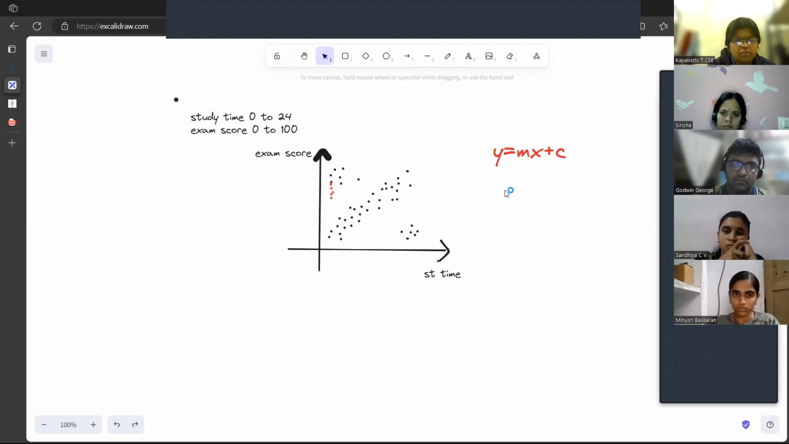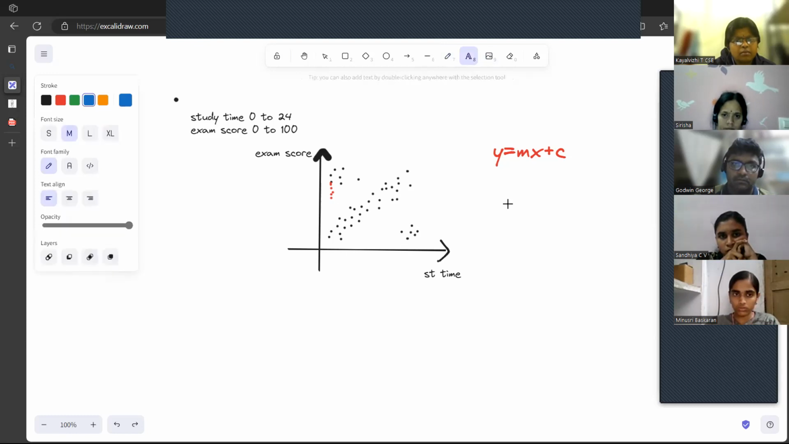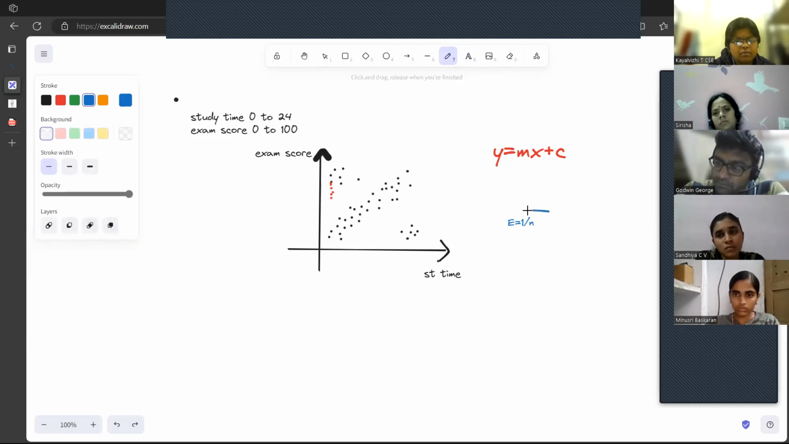So we have to minimize the error, right? To minimize the error, we have to derive an error function. So that error function is given by E is equal to 1 by n. Wait a sec, let me explain why there is a 1 by n. And okay, summation.